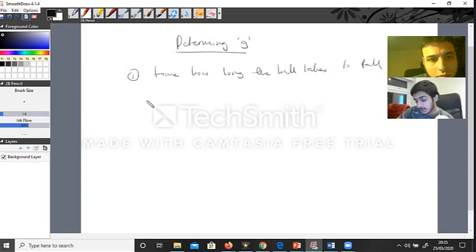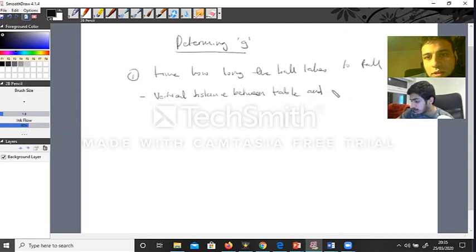First, get the distance of the string, the ball, and to the ground. So the distance between what? The table and the ground? Yeah. The vertical distance? Yeah, the vertical distance. Okay. Vertical distance between. Is G? Yeah. Is that the same as A? Yes, it is. Because gravity is the acceleration towards the Earth.